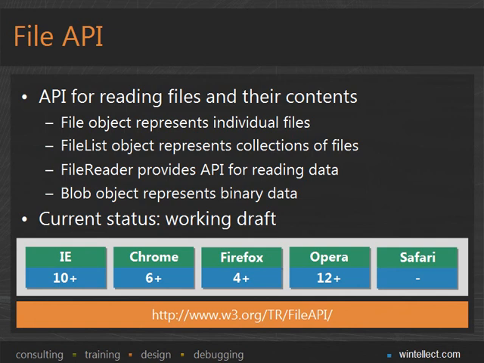Now, there are 2 other file-related HTML5 specs. One is called the File System API, the other is the File Writer API. They're only partially implemented right now, so they're not quite ready for prime time, but ultimately we will be able to write the files on the hard disk as well as read them. But if you want to read from files on the hard disk, you can do it using this API.